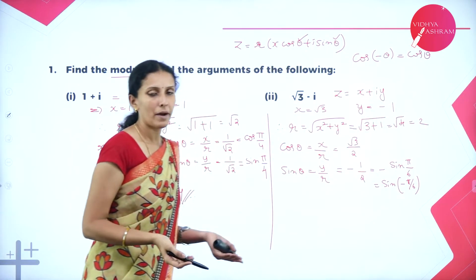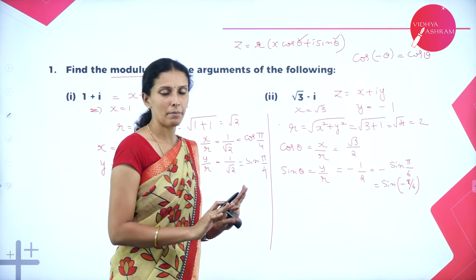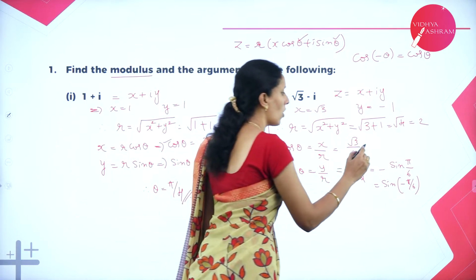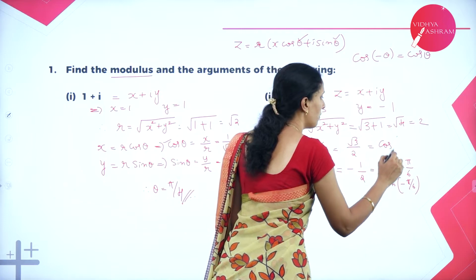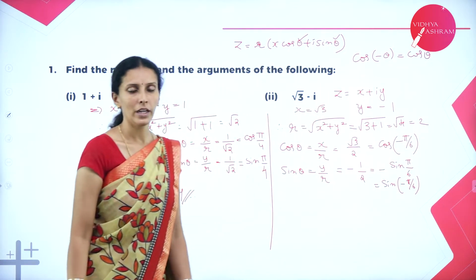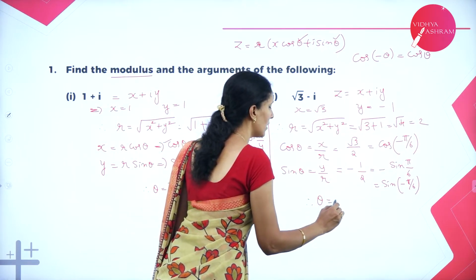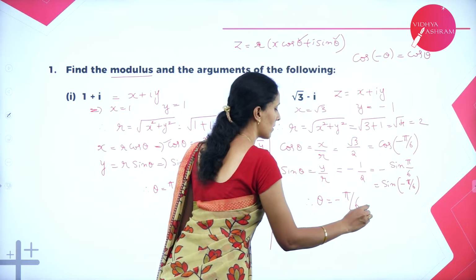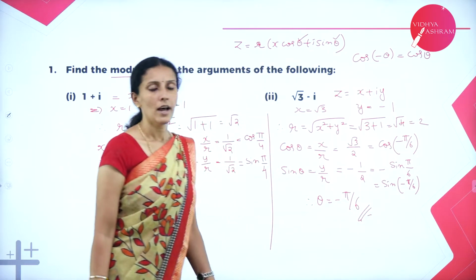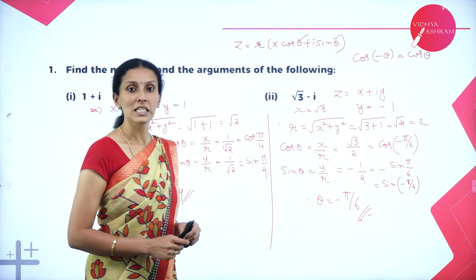So whether you write minus pi by 6 or plus pi by 6, the value for cos remains same, that is root 3 by 2. So I can also write this as cos of minus pi by 6 to make theta equal in terms of sin and cos. So therefore theta will be here minus pi by 6. So this is the argument of the complex number root 3 minus i.